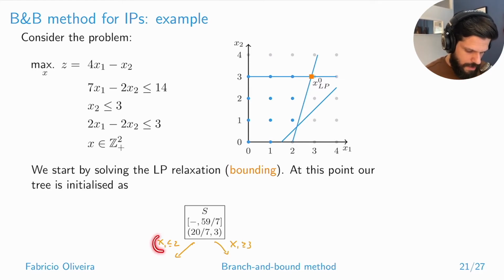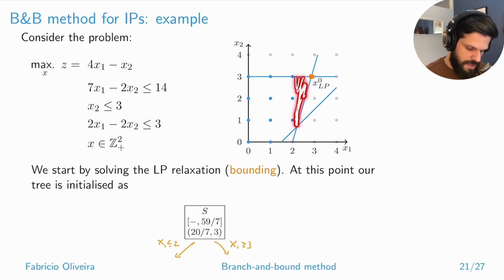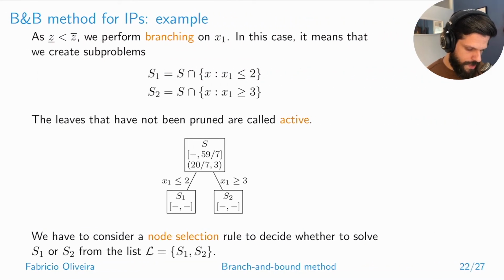Adding this constraint is basically going to make my search space be constrained on this side for one subproblem and on that side for another subproblem. So I'm basically getting rid of this part in one of the subproblems. So this is how we're going to perform our branching, creating the following subproblems, and our tree now looks like this.